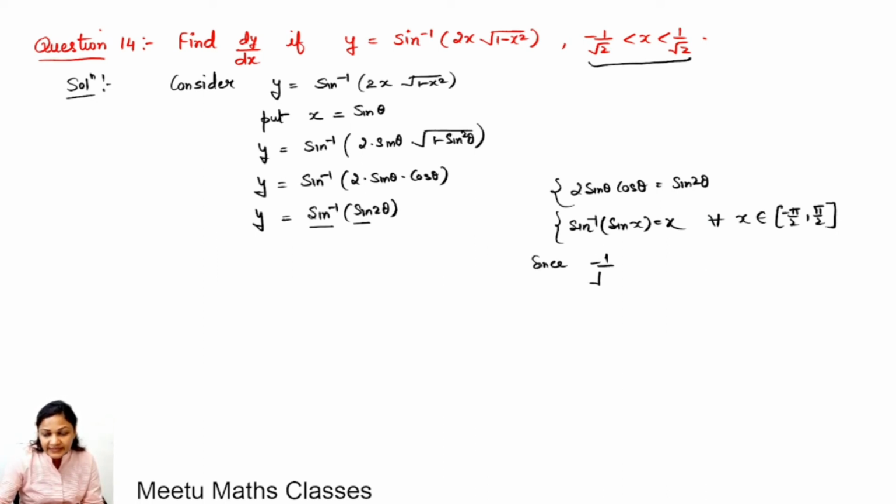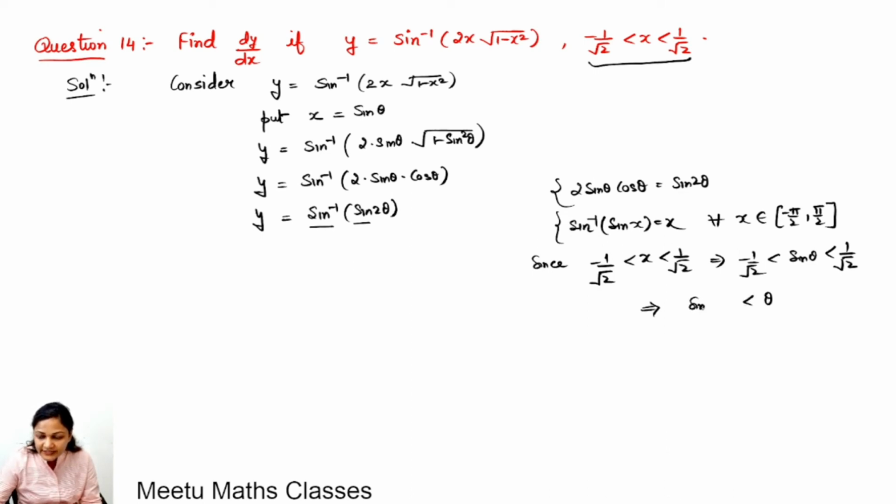Since x is lying between minus 1 by root 2 to 1 by root 2, we can replace x by sin theta. So sin theta is lying between minus 1 by root 2 to 1 by root 2. So theta is lying between sin inverse of minus 1 by root 2 to sin inverse of 1 by root 2. And the range of sine inverse function is minus pi by 2 to pi by 2. So for negative theta, we have to write minus pi by 4 in the fourth quadrant, and for positive it is pi by 4. So 2 theta is lying between minus pi by 2 to pi by 2.